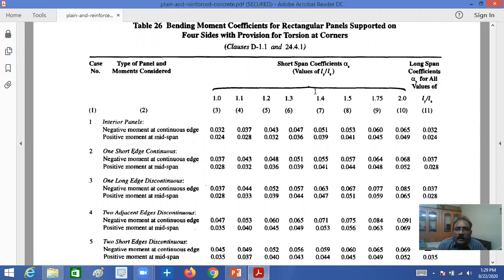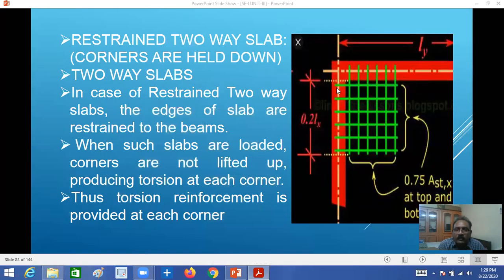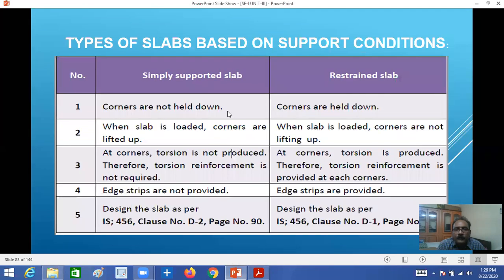The moment Mx equals alpha x w Lx square. Here alpha x is calculated from this table, and alpha y is calculated similarly: My equals alpha y w Lx square. So Ly/Lx, this is nothing but alpha y. So the moment in the y direction we are going to calculate. Okay, so in this way we have to calculate the maximum reinforcement. What you get, that we have to provide in the 3/4 of the slab, right?